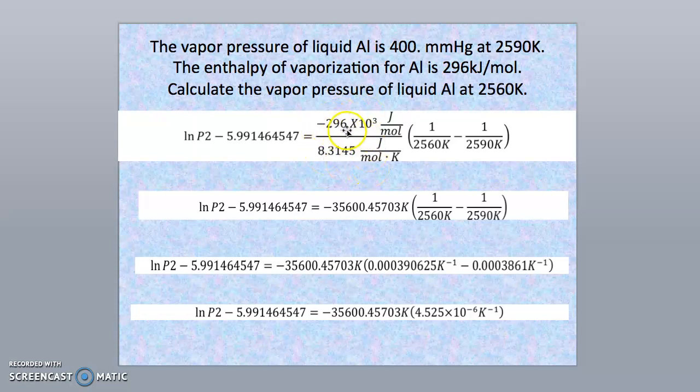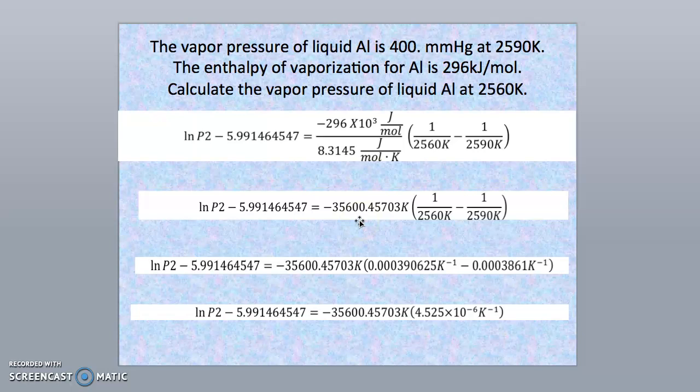I'm just going to take the negative 296 times 10 to the third, divide by 8.3145. Just one step here. So I do the division. Don't forget that negative. Real easy to do. Notice how these joules and moles cancel out, and I'm left with units of Kelvin here. Again, every single number I got off my calculator, just a simple division. Everything else stayed the same.